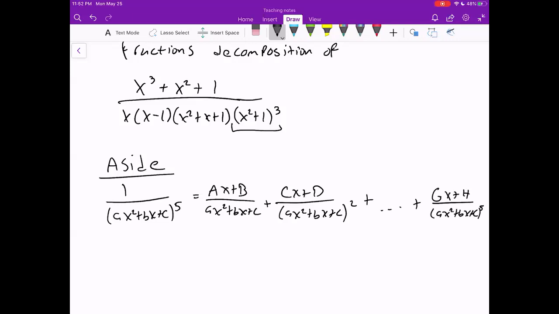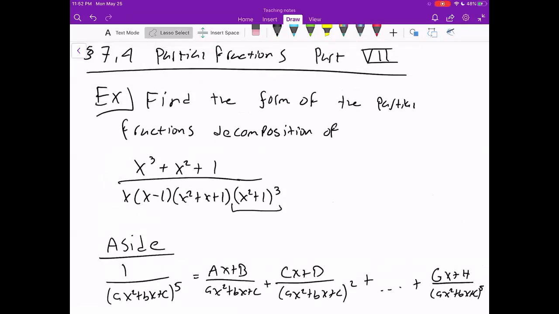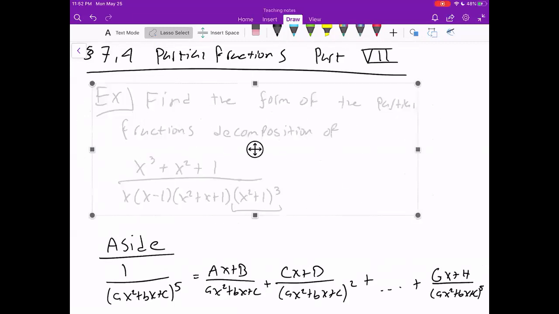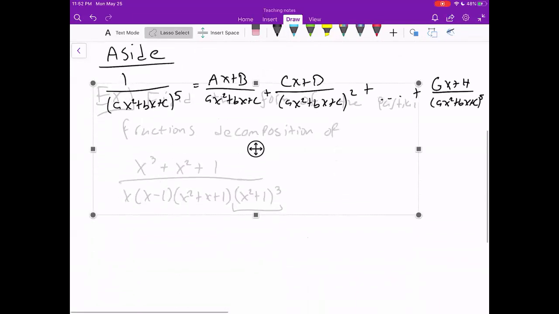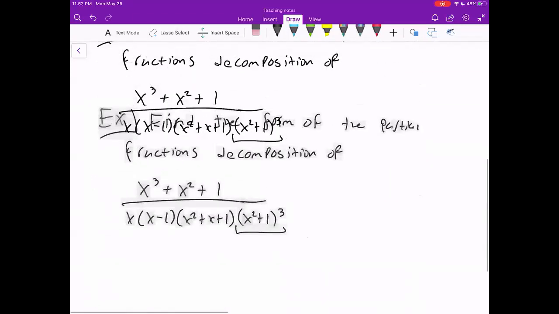It's just like what we saw with reducible linear terms. You just include one of every power. So I'm going to kind of cheat here and move this down beneath it. The notes will look strange, but it's fine.